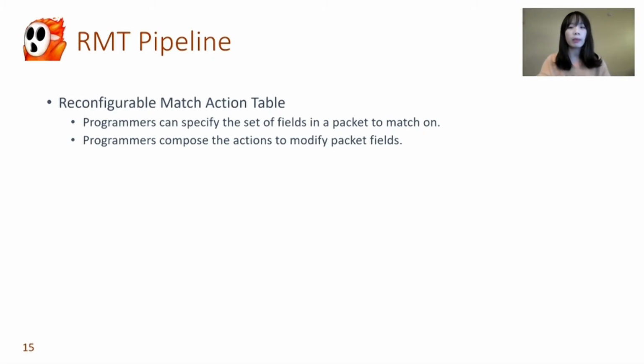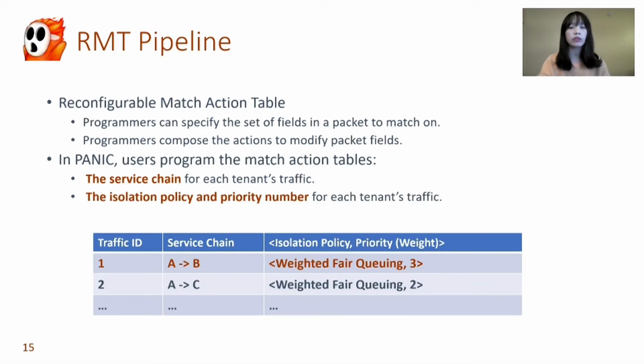The RMT pipeline is used to provide programmable chaining and to look up the scheduling metadata. Cloud providers can program a match action table to define their own chaining policy and isolation policy. Here is an example of the table. When the incoming network packet belongs to tenant 1, the RMT will look at the first row in this table and determine that the packet needs to be processed first by service A and then by service B, and the isolation is weighted fair queuing.